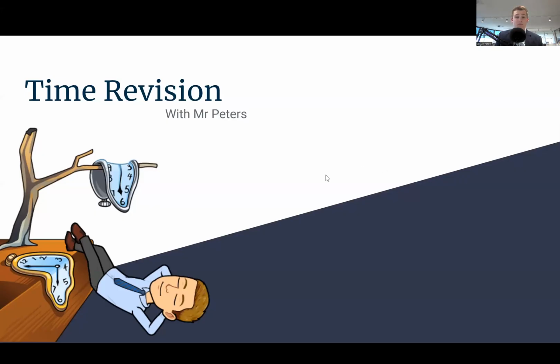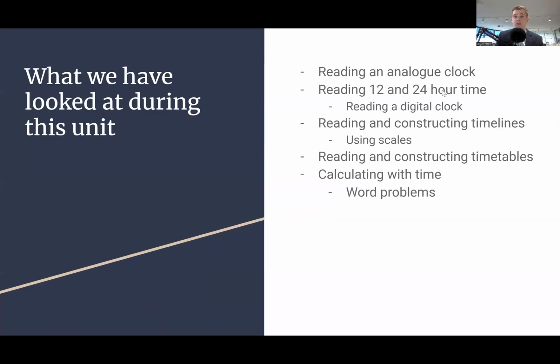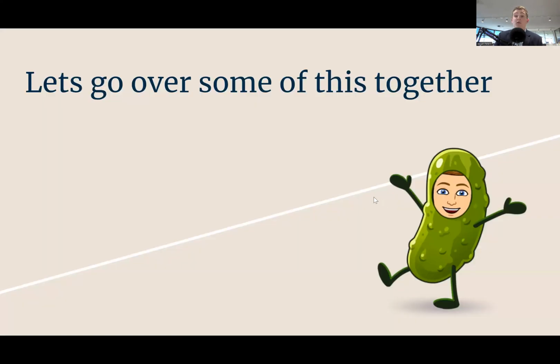So what we've looked at during this unit, well, we've looked at reading an analog clock briefly. We've looked at reading 12 and 24-hour time, which means we have learnt to read a digital clock. We have learnt to read and construct timelines, making sure we have appropriate scales on our timeline. And we've looked at reading and constructing timetables and calculating with time, so word problems. So we're going to look at some of this today. So let's go over a few of these things together.